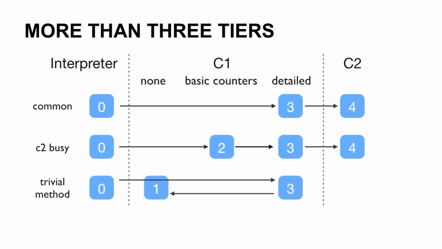Our end goals for tiered compilation are actually Tier 4, C2 for complicated methods, and Tier 1, which is C1 with no overhead, for simple methods.